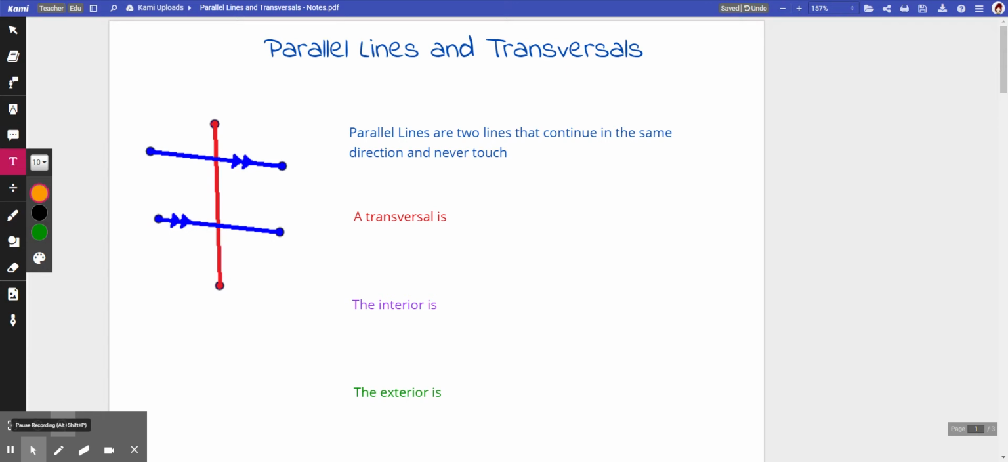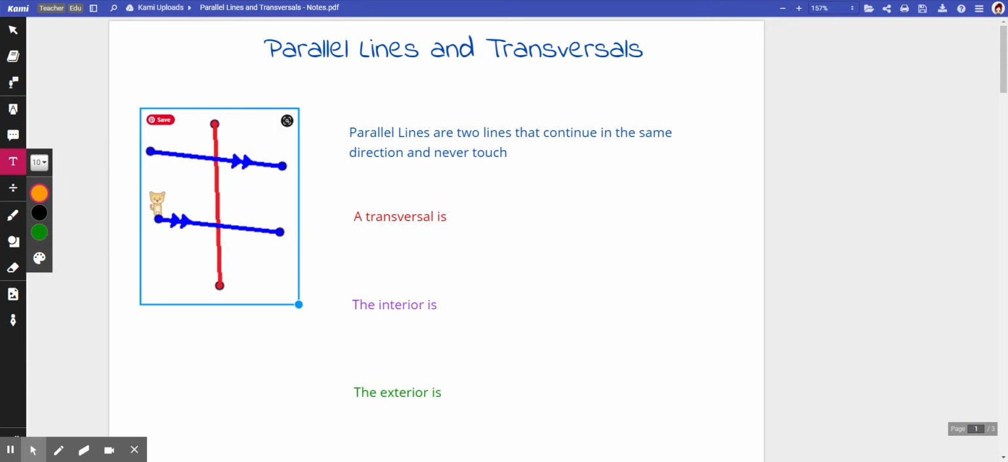So, parallel lines are two lines that continue in the same direction and never touch. So, these two blue lines are parallel. If they continued, they obviously don't touch within the picture, but they're going in the same direction. So, if they continued forever and ever, they would never ever touch each other.